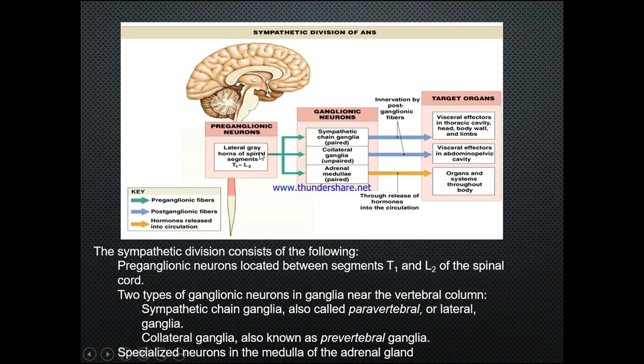So here we can see the lateral grey horns of the spinal segments T1 to L2. We've got the sympathetic chain, collateral ganglion, the adrenal, and we can see the postganglionic fibres. With the adrenal, of course, we're going to have the hormone release, and this is going to release to the systems throughout the body. In the case of the sympathetic chain and the collateral ganglia, we can see the visceral effectors in the thoracic cavity from the sympathetic chain, and the visceral effectors in the abdopelvic cavity from the collateral ganglia.